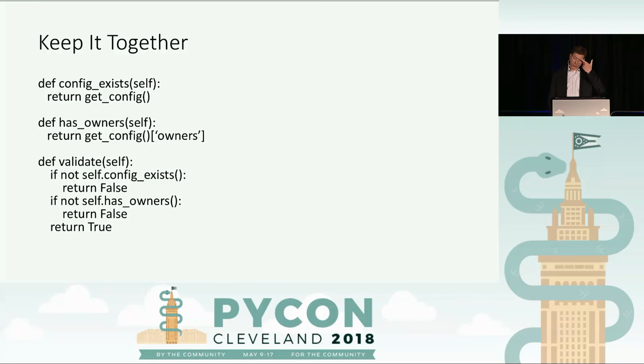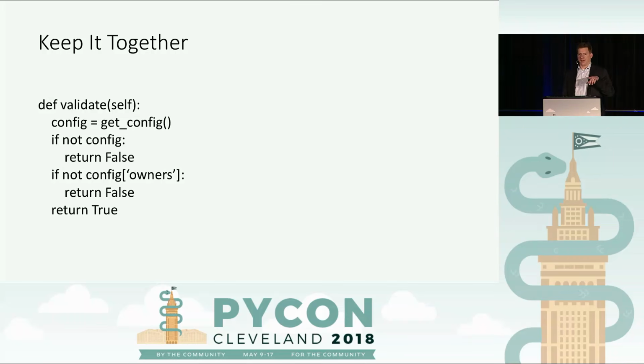Keeping it together. Functions are short and easy to write, and short functions are easy to test, if you want things to be easy to think about. So this is perfectly fine code. There are 3 functions. The meat of the thing is actually the validate. We want to make sure that a config exists and it has owners. Great, here are 3 functions. They just do a couple little things.